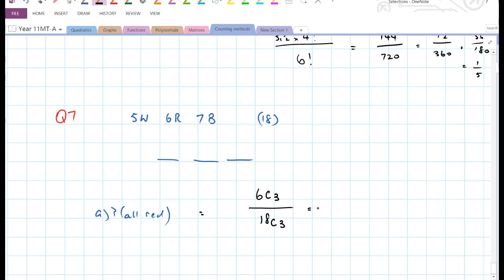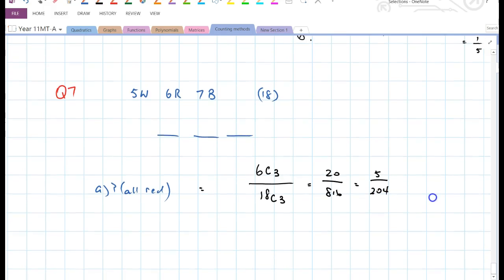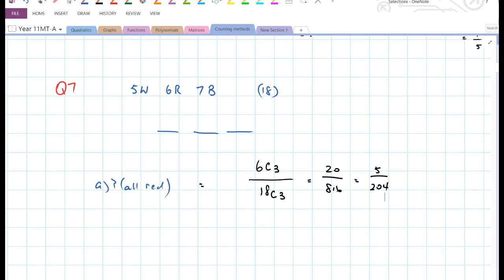So 6C3, I'm just going to use my desk calculator here just to speed things up a little bit. 6C3 is equal to 20, and 18C3 is equal to 816. And 20 divided by 816, I got 4s there, so 5 over 204 for the probability that they're all red. So that's 7 part A.